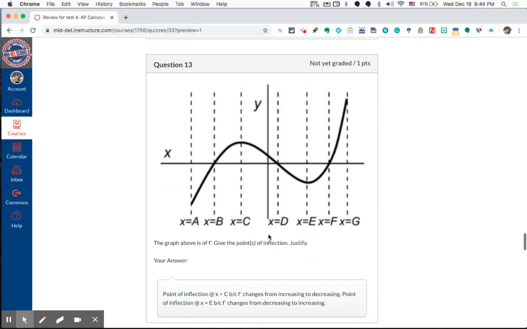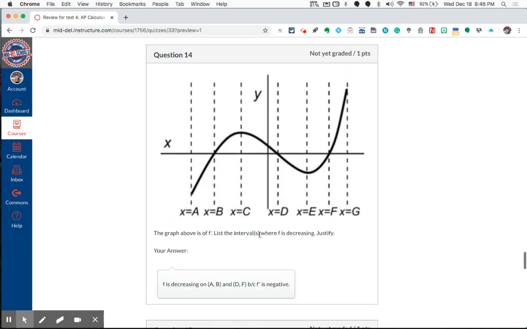Point of inflection. A point of inflection occurs when the derivative changes from increasing to decreasing or vice versa. So that's going to happen right here at c. My derivative changes from increasing to decreasing, so that's why I have a point of inflection at c. And at e is my other one, and that one is because f prime changes from decreasing to increasing.